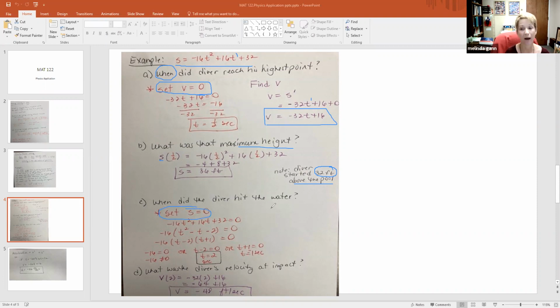So if it asks you when did the object hit the ground, you set your S position function equal to 0. Think about why. Remember what I told you. This S measures how far between any object and the Earth at any time. Well, if you're on the Earth, your distance from the Earth would be 0. So I set this formula right here equal to 0.